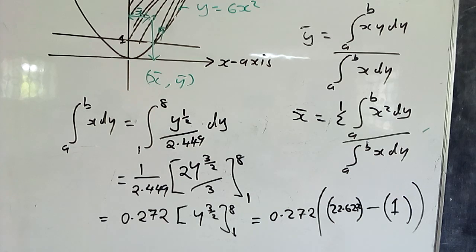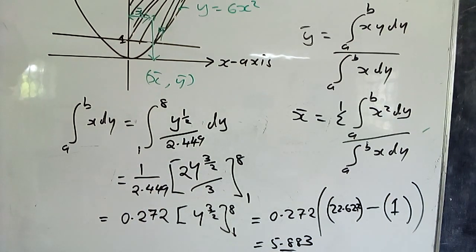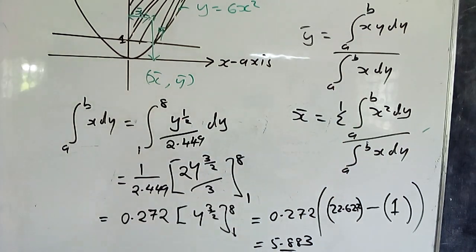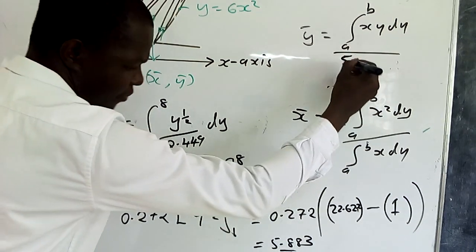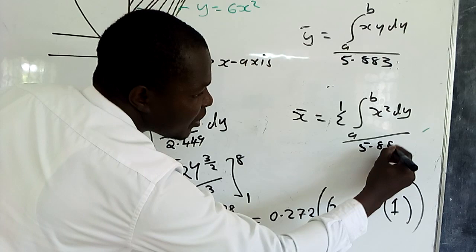Using the other method, you are supposed to get 5.883. Is that what you have? Very good. 5.883, 3 decimal places. Are we together? Is that okay? So that is the first thing we found. The first thing we found is this denominator, the integral of a dxy. This denominator here we found it is 5.883.